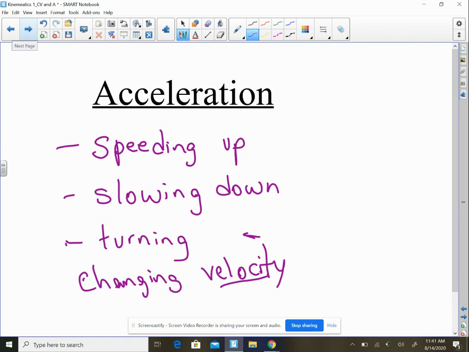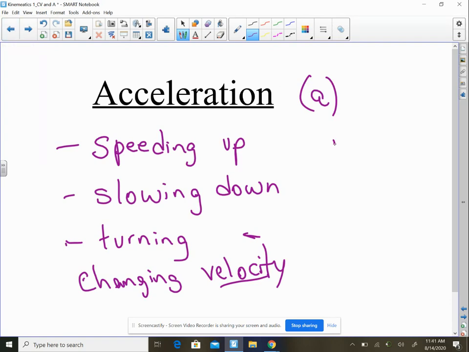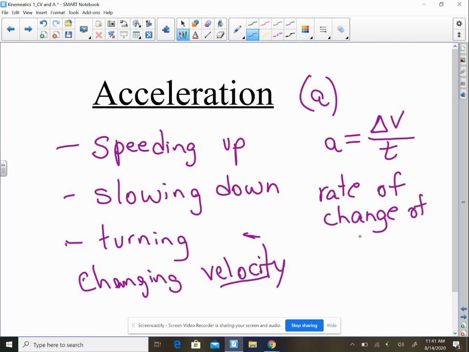So if we talk about acceleration, the symbol for acceleration is a. And so we'll talk about acceleration. Acceleration is defined as changing velocity, right? It's the rate of change of velocity. And so if we change velocity, and this is the change in velocity over a unit of time, we have acceleration. The rate of change of velocity.